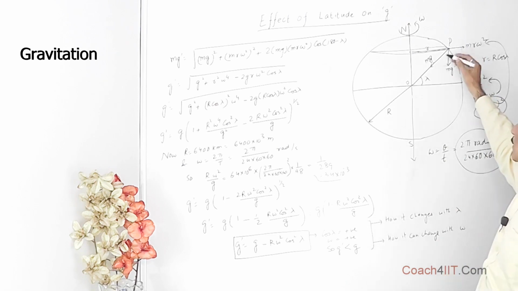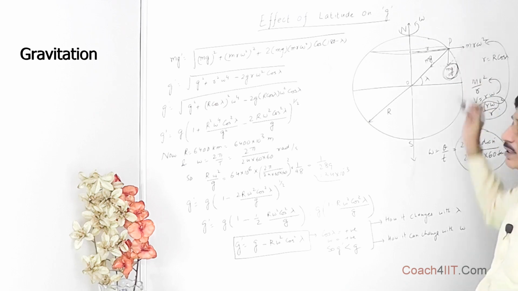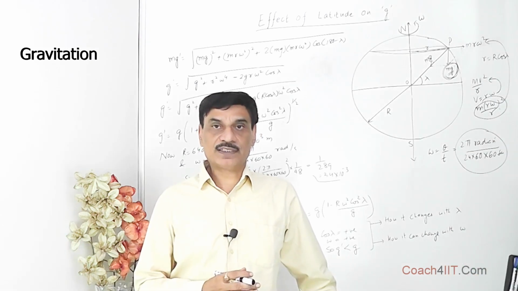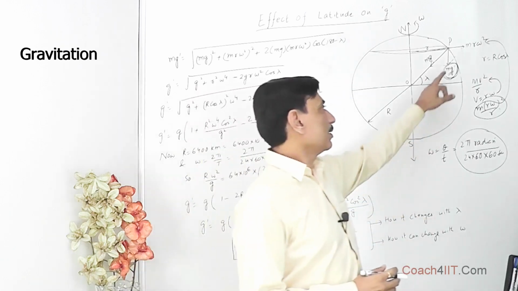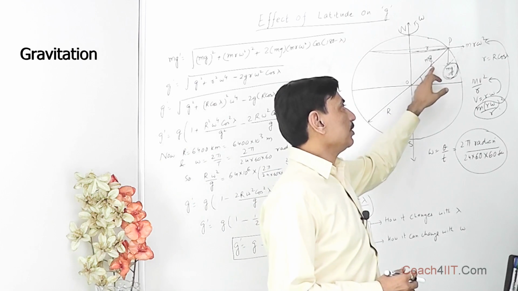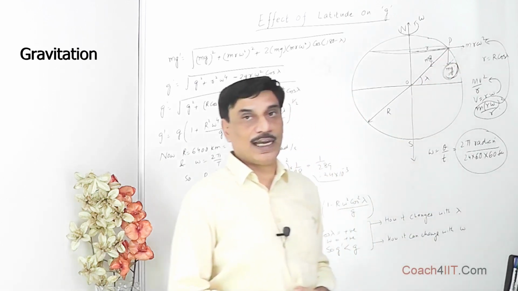So as a result, the net force which is experienced by this body is, let's say, mg dash, where g dash is the net acceleration due to gravity which the body is going to be experiencing. Using the parallelogram method of vector addition, we can find the value of mg dash, which is the resultant of this force mg and this centrifugal force m r omega square.